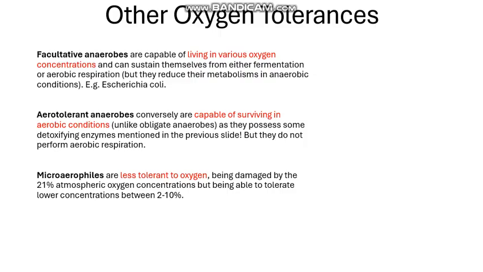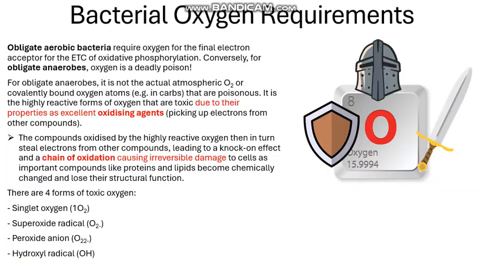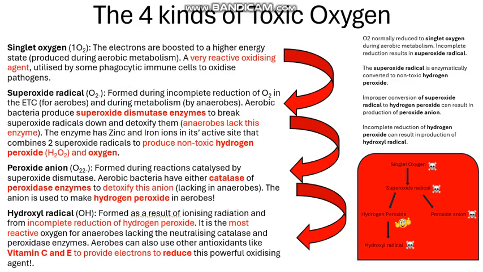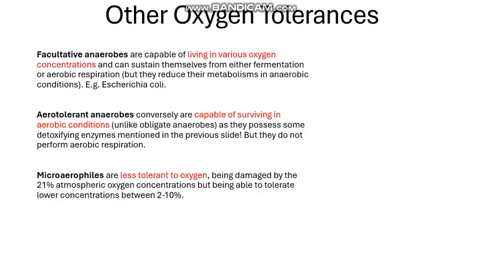Other oxygen tolerances, so we're talking about obligate aerobic bacteria, obligate anaerobic bacteria, and then talking about aerobes and anaerobes here. The other kinds of oxygen tolerances include facultative anaerobes that are capable of living in various oxygen concentrations and can sustain themselves from either fermentation or aerobic respiration, but they reduce their metabolisms in anaerobic conditions. An example of a facultative anaerobe would be Escherichia coli that we talked about when we were talking about opportunistic and Enterobacteriaceae family.